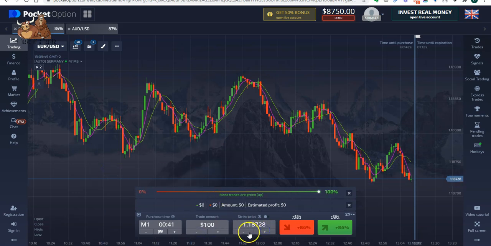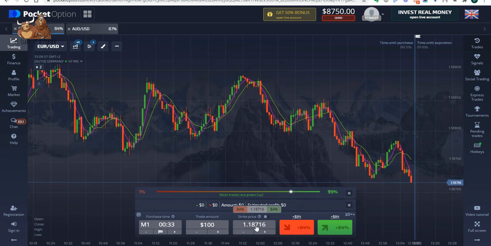And here is the actual strike price, meaning the price that we are referencing, which the market will refer to when you have the ending price. And then we've got the percentage payout. So you can see here it's 84% on Euro Dollar, and on Aussie Dollar it's 87%.